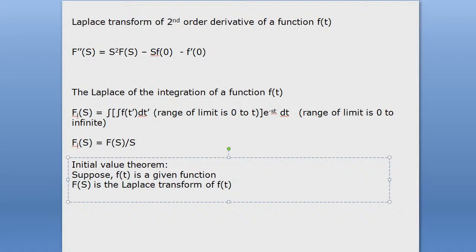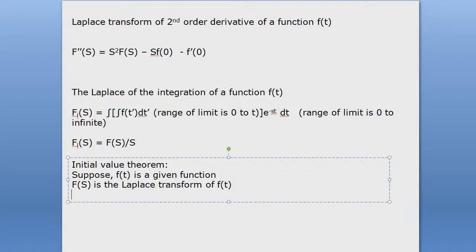Suppose f of t is a given function and its Laplace transform is capital F of s, and these two functions, f of t and F of s, one in the time domain and another in the frequency domain, are differentiable. That means you can take the derivative with respect to t for f of t and with respect to s for F of s. So both the time domain function and the frequency domain function are differentiable. Now we will see what will be the initial value of the function.